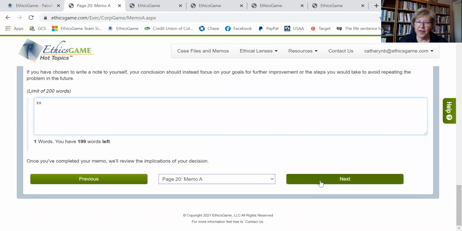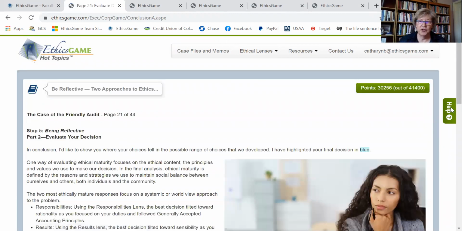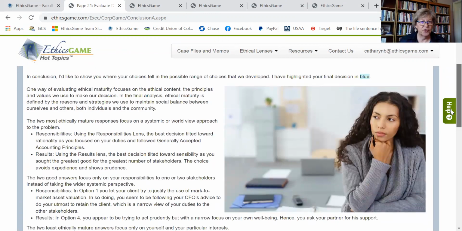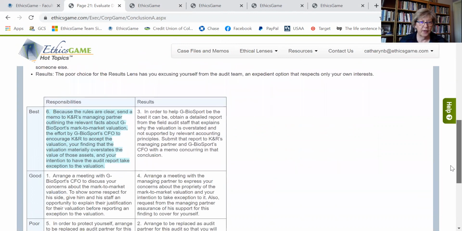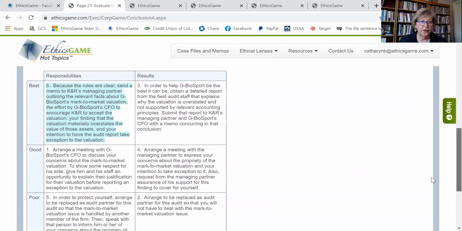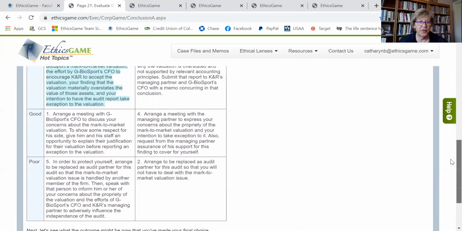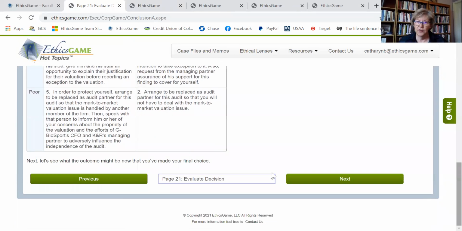All right, we then go to the next page, which is an evaluation page. We talk about what the best responsibilities lens was, what the worst one was. And you'll notice here we have, because the rules are clear, the best for the responsibilities lens, and for the results lens, to help them be the best that they can be, which are words that come out of those value statements. So you can review this and see what the different options were and really begin to see the differences among the two.